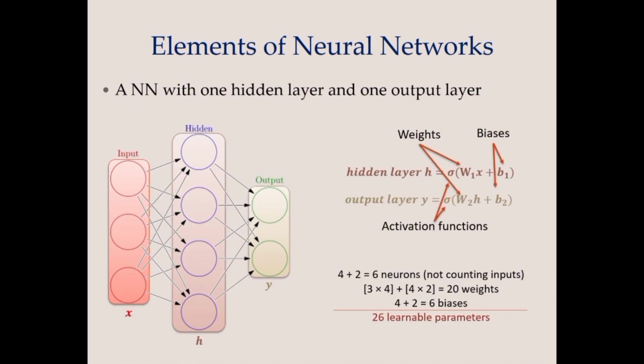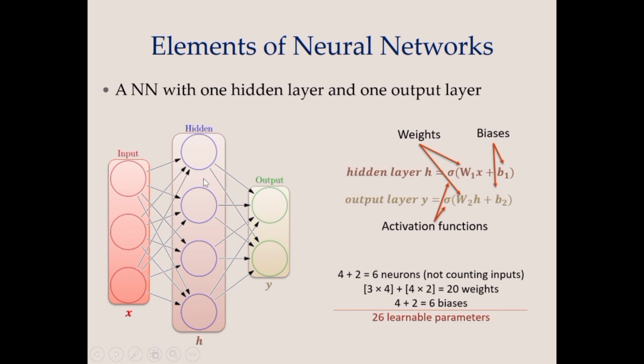A neural network with one hidden layer and one output layer. Here the input is represented by x, the hidden layer by h, and the output layer by y. For the hidden layer, h is equal to sigma of w1 times x plus b1. b1 and b2 represent the biases, w1 and w2 represent the weights, and sigma represents the activation function. The total number of nodes in the hidden layer and output represents the total neurons. So 4 plus 2, 6 neurons are there.